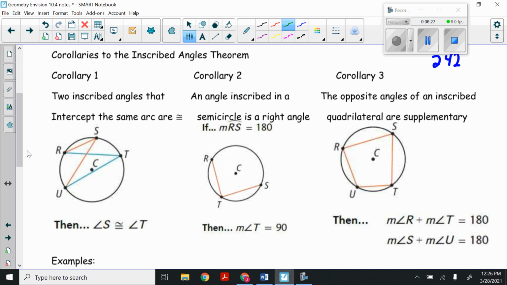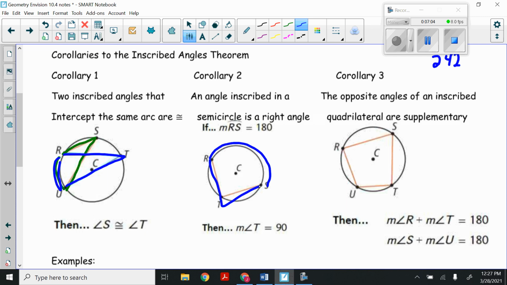So the measure of angle S, that angle right there, has this intercepted arc. Angle T also has the exact same arc with it, so angle S and angle T would be congruent. Corollary number 2 tells me an angle inscribed in a semicircle is a right angle. And so if RS is 180 degrees, then angle T is 90. We saw that on example number 2 on the front.